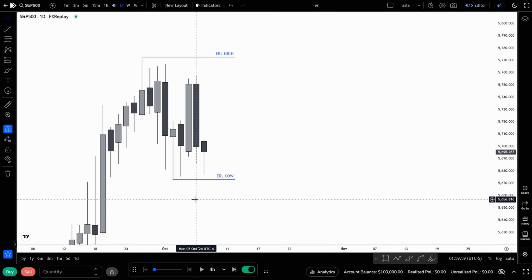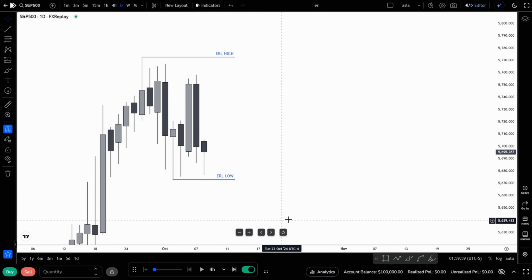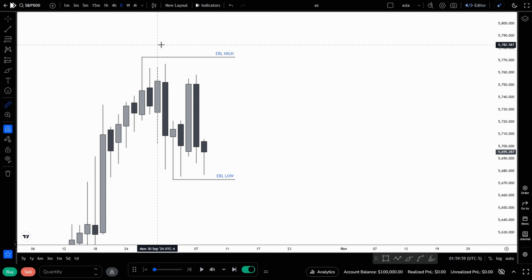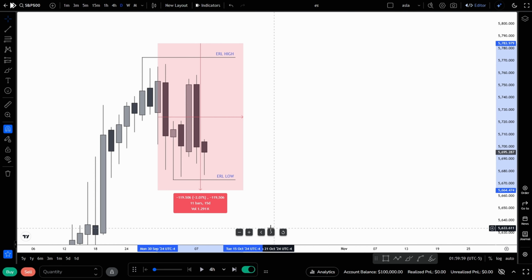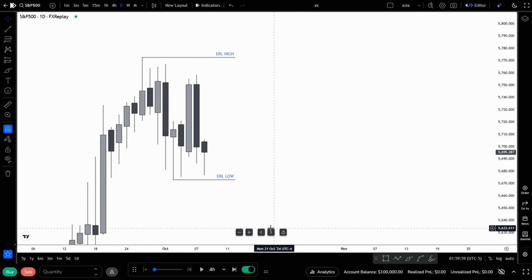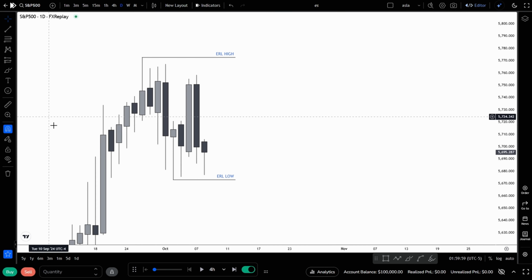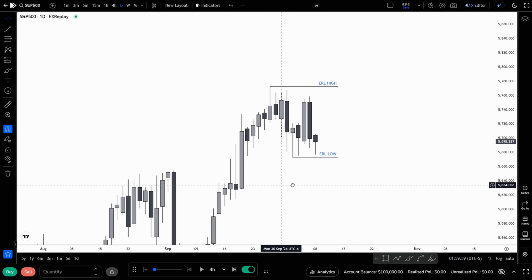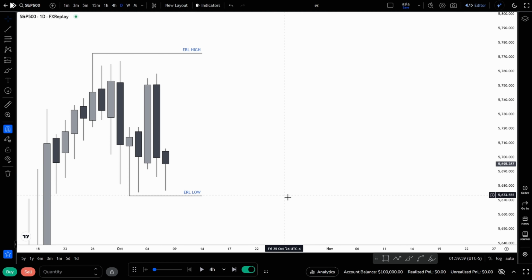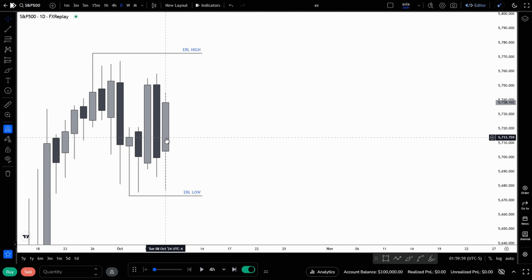The second scenario occurs if price fails to manipulate either side of the range and remains trading internally. If that happens, I need to rely on a higher time frame narrative to determine direction. In this case, I use the weekly profile as a guide to help determine both the bias and the point of reversal for the daily candle.